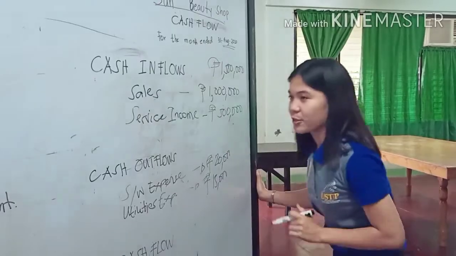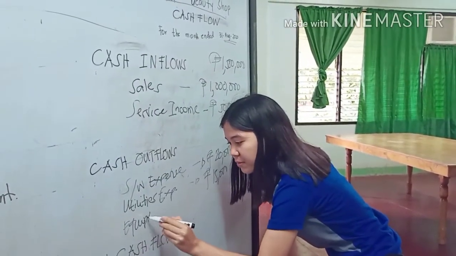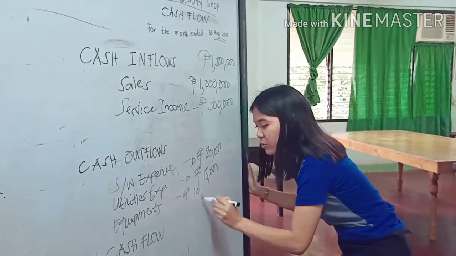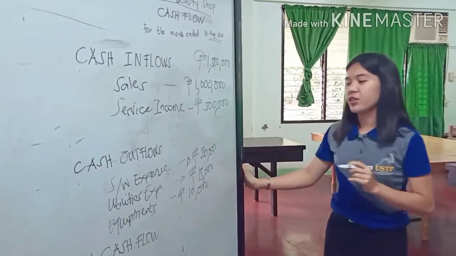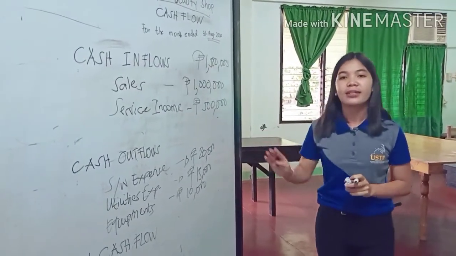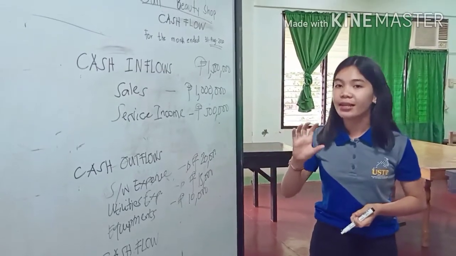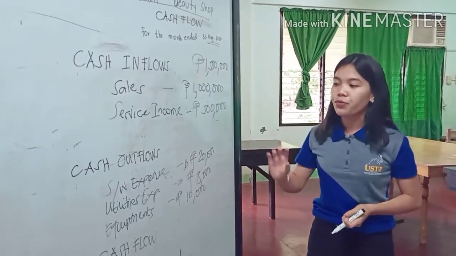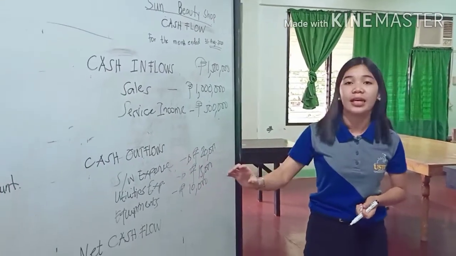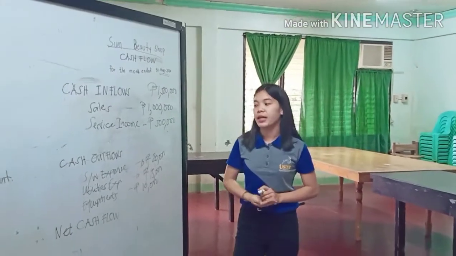Next one is equipments. You need to buy your equipments. You have here 10,000. Okay, that would be all for your cash outflows. But don't forget, class, that all your expenses, whether in a little amount or a big amount, you must write in the outflows so that you can foresee if you have a loss or if you have profit in your business.